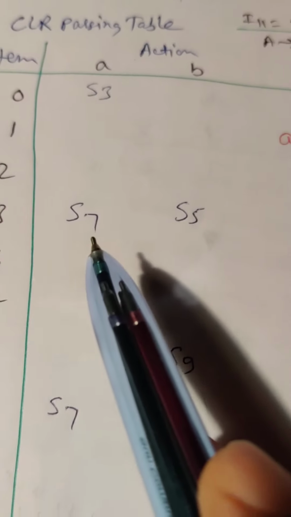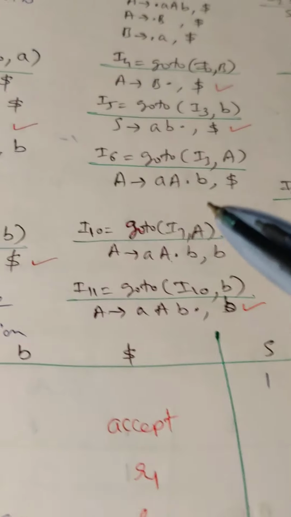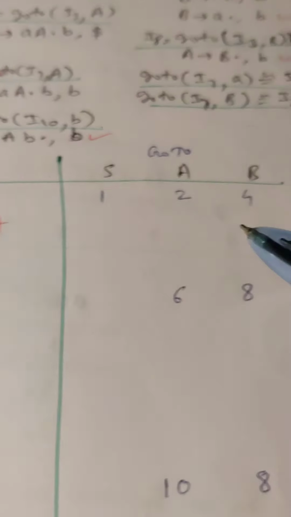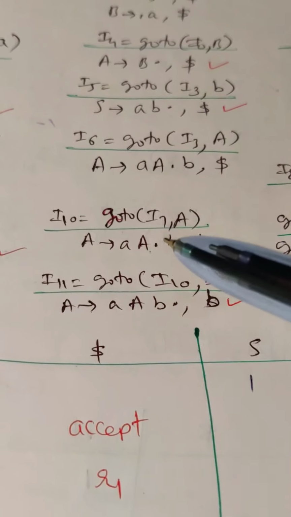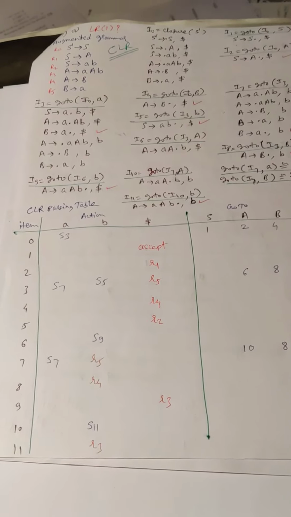When you write in a terminal column, you have to write shift entries. When it is a non-terminal, we have to write only numbers. So go on writing these numbers. I0 comma B is 4. So I0 comma B is 4 here. Then you see here I7 comma capital A is 10. So you write 10 here. That's I7 comma capital A. Okay, so this is the table you get here.